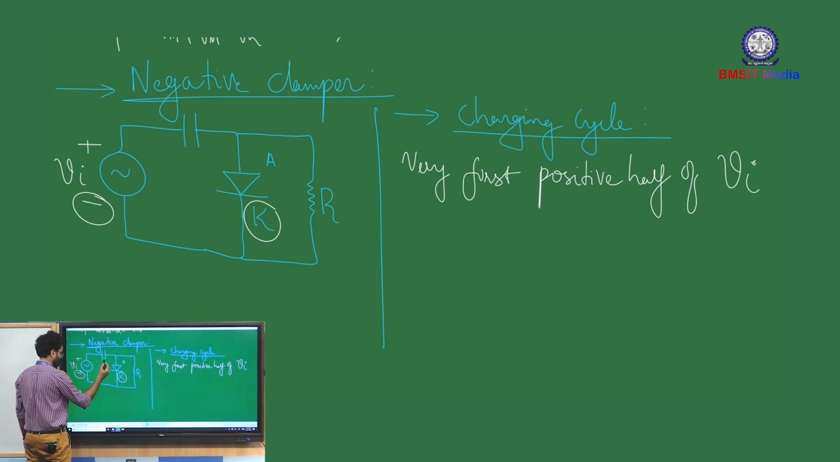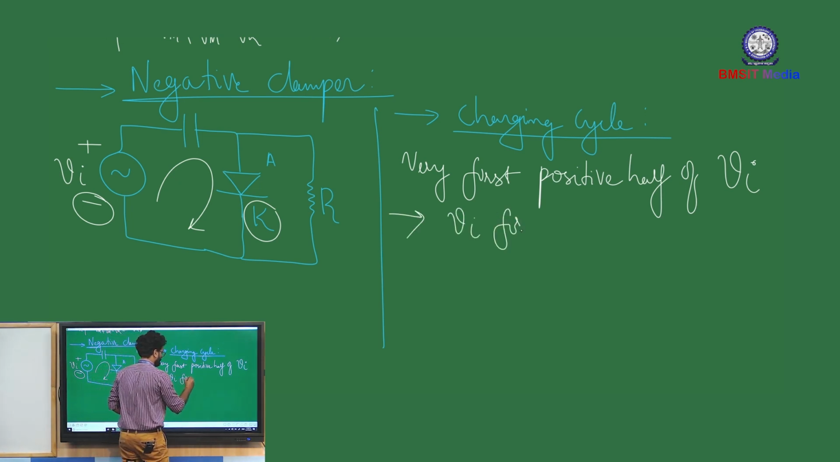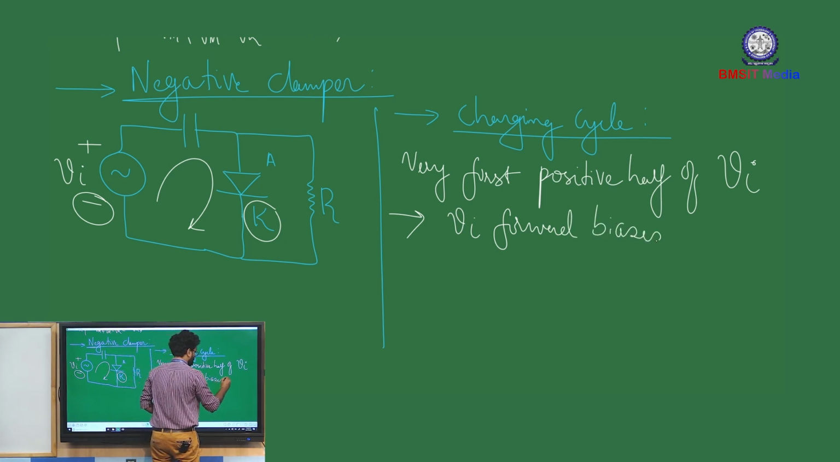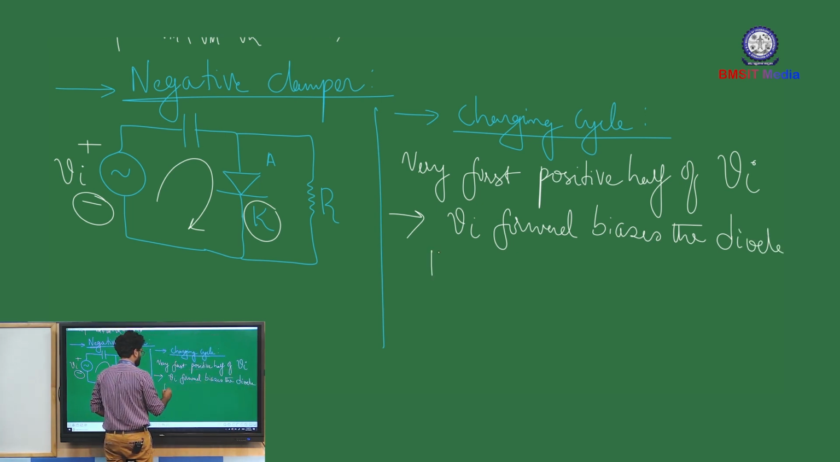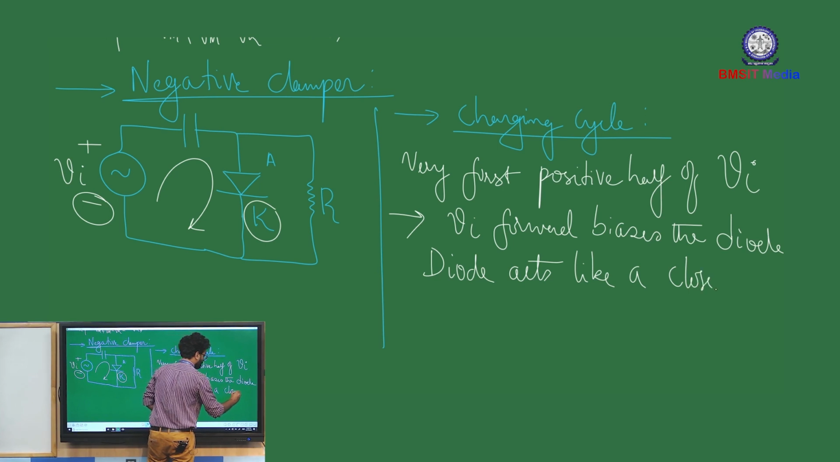So what it will do? Vi will forward bias the diode, and diode acts like a closed switch.